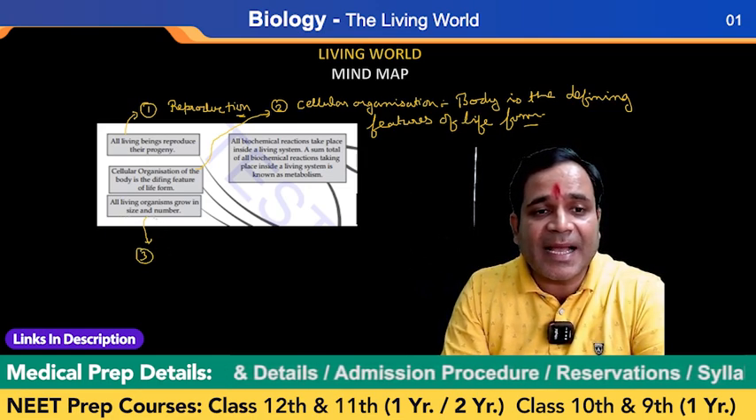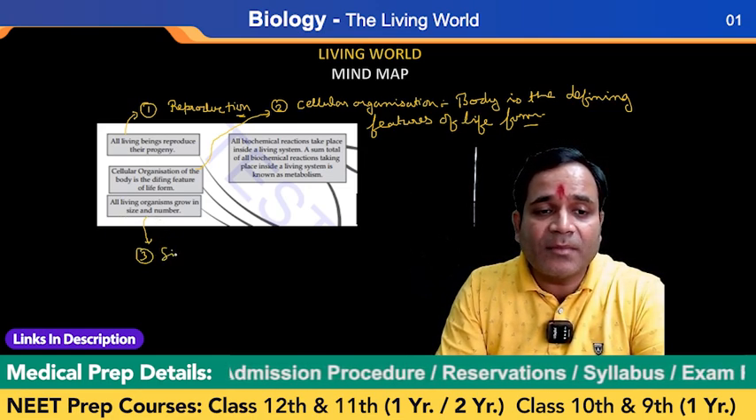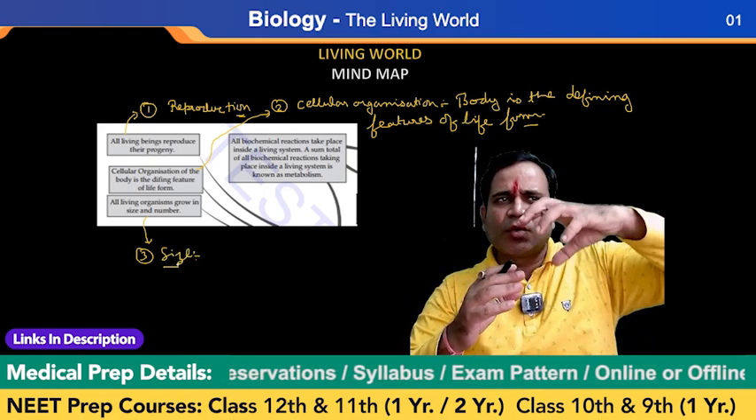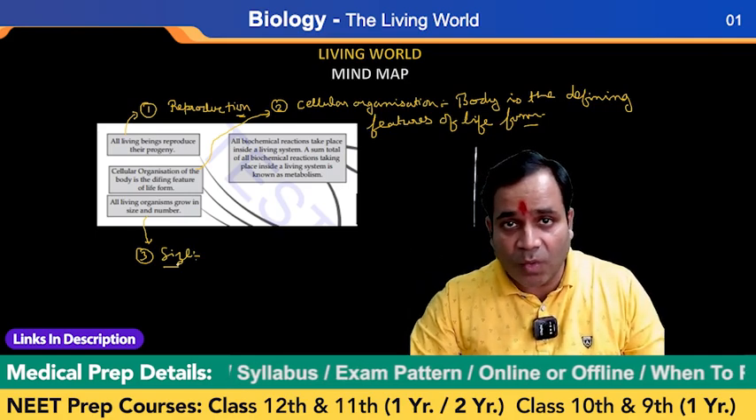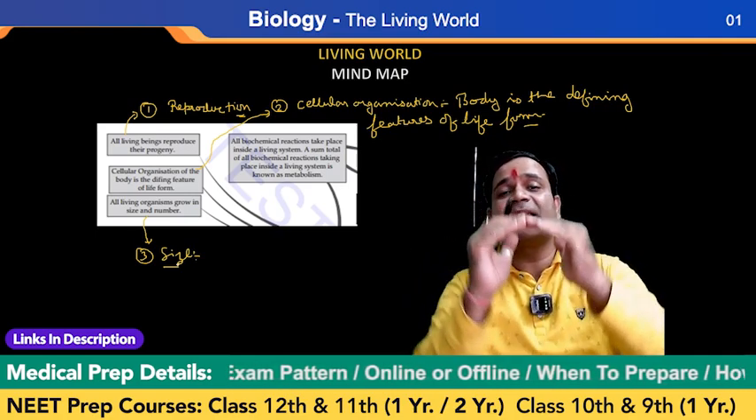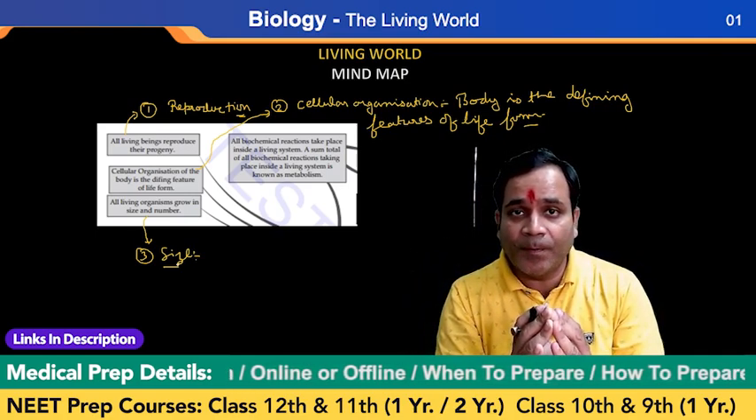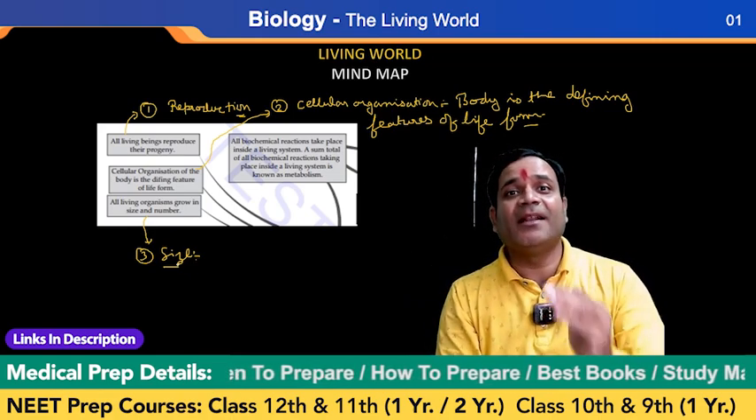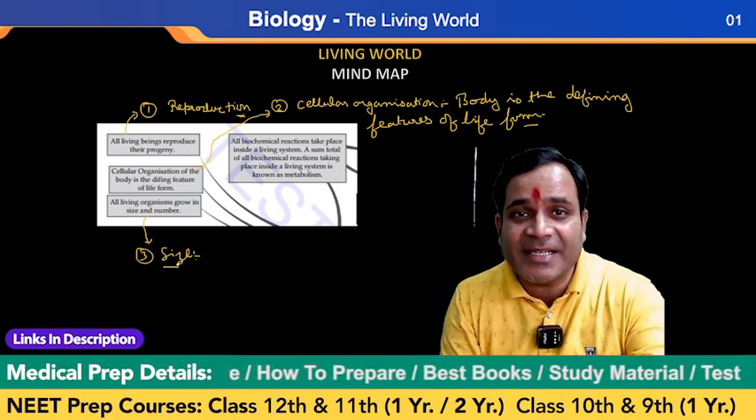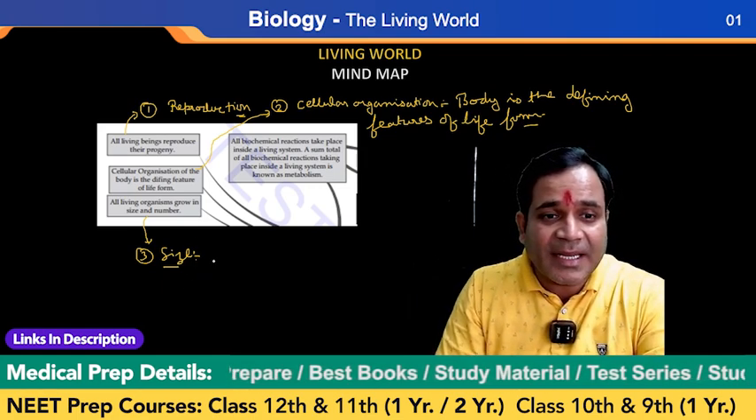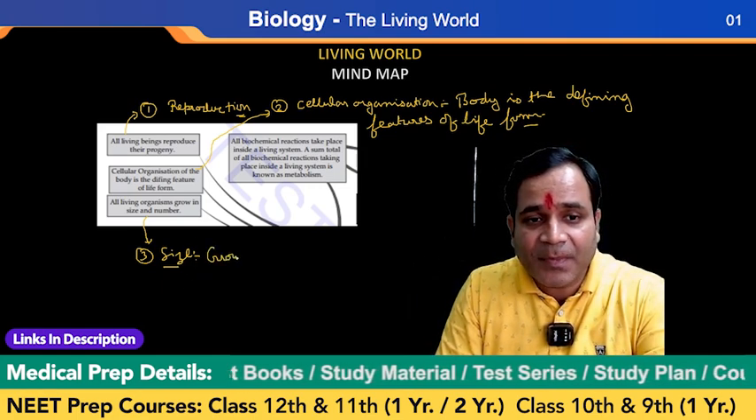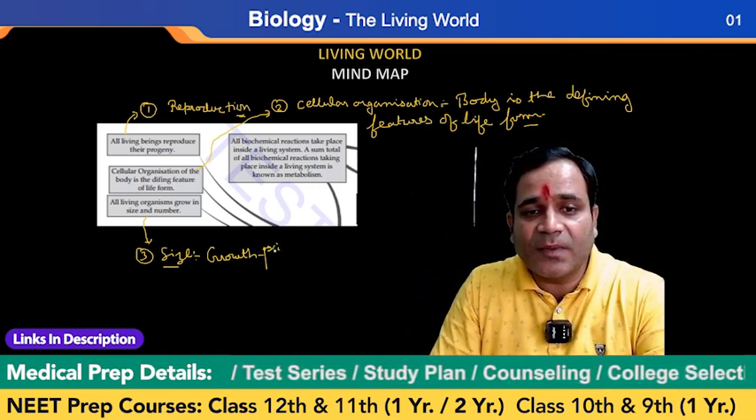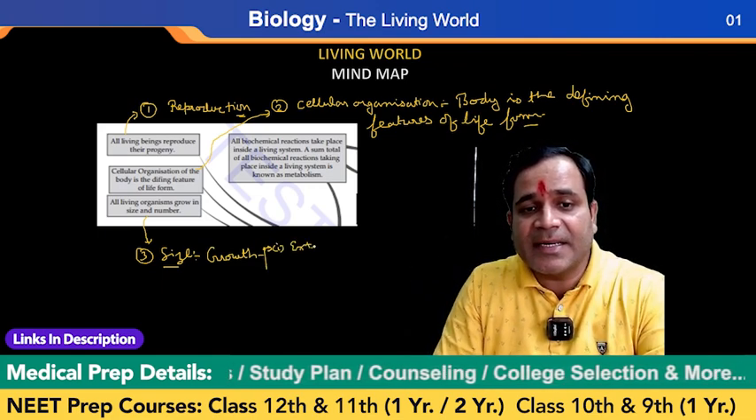Now this is the third point, my dear, about the living: all living organisms grow in size and number. Suppose I'm asking, is the size growth in a mountain living? No. Is the size growth in a sand dune living? No. Why? Tell me why. Because the growth is extrinsic growth. See here, growth is of two types. One is extrinsic growth.